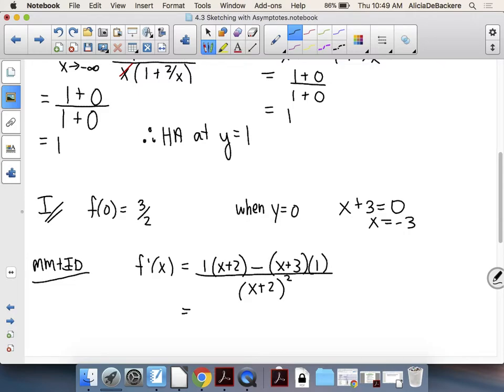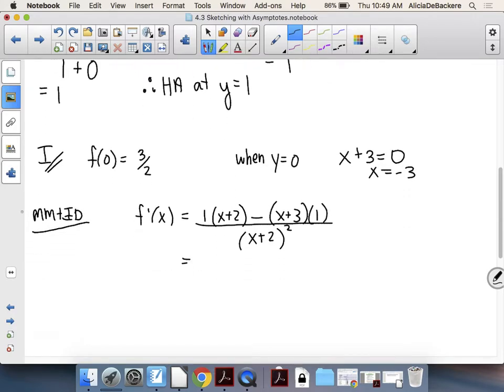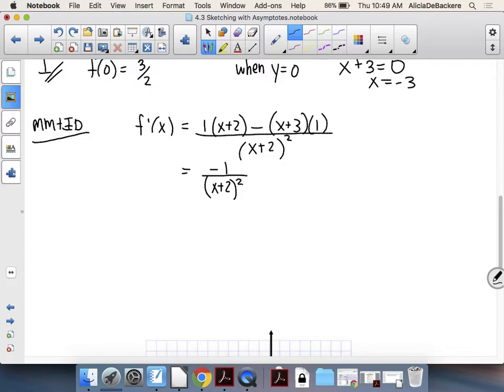And then when I simplify this on the top, I'm going to end up with x minus x, which goes away, and then I'm going to end up with 2 minus 3, which is just -1. And then on the bottom, we're going to leave that factored. So now I'm looking for the critical point. So I'm looking for where this derivative equals 0? And that, of course, has no solutions. So there are no flat points on this graph.